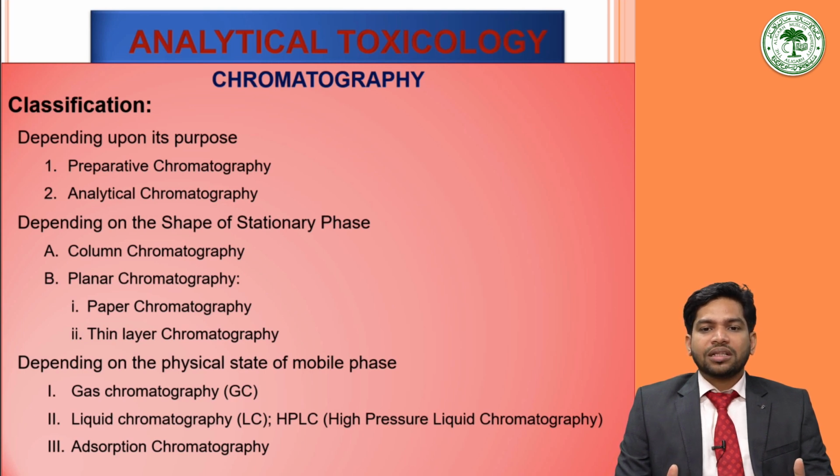Then, depending on the physical state of the mobile phase, in gas chromatography the mobile phase is in the gaseous state, and in liquid chromatography the mobile phase is a liquid. When a high pressure is used to force the liquid through the stationary phase, it is called high pressure liquid chromatography. And if the mobile phase is a gas or liquid that is adsorbed onto the surface of the stationary solid phase, it is gas-solid or liquid-solid chromatography. That is a type of adsorption chromatography.